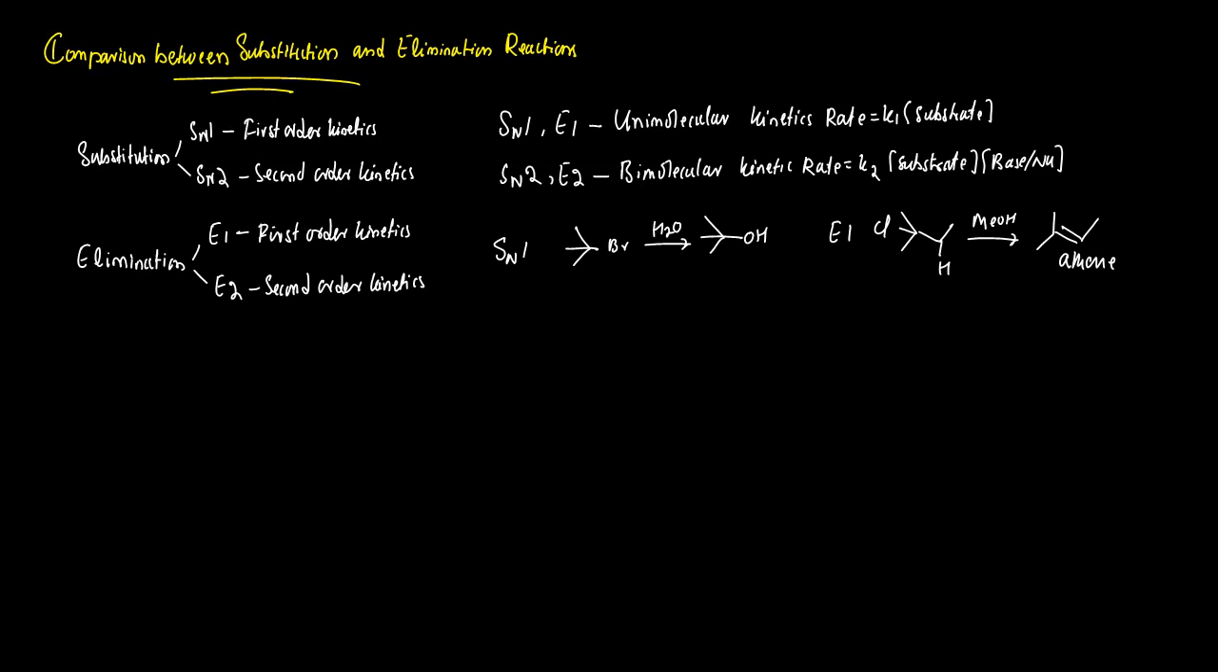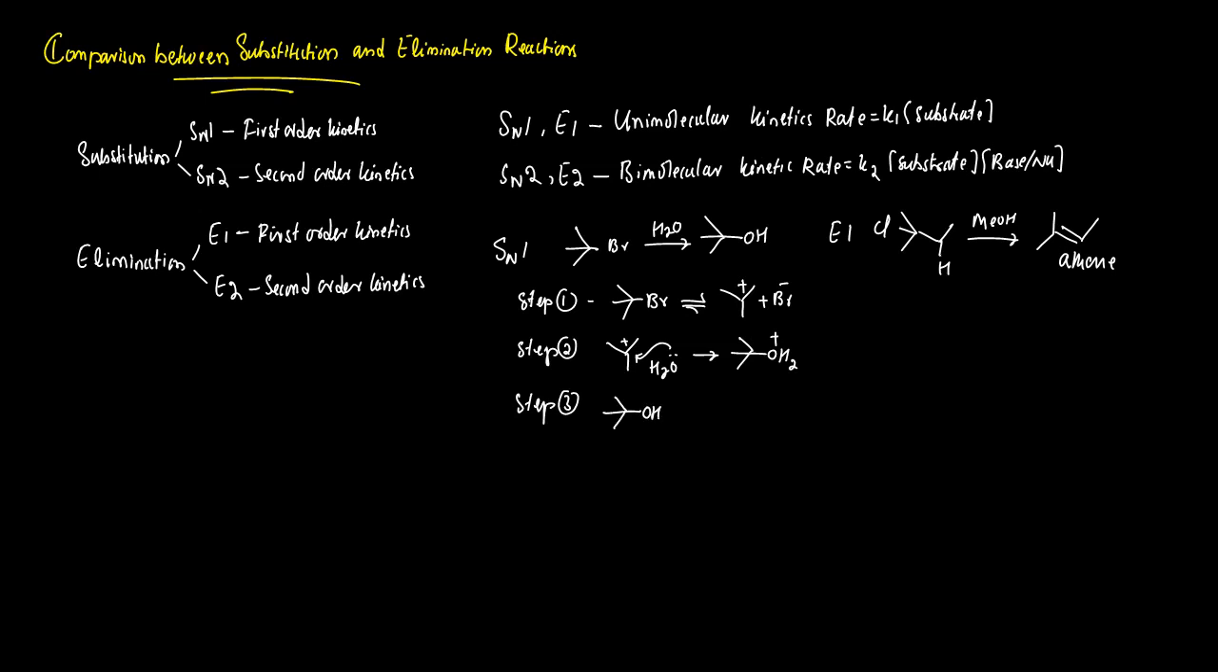So SN1 is a three-step mechanism. Step 1 involves a slow ionization of substrate for generating a carbocation. Step 2 involves nucleophilic attack on the carbocation, and in step 3 deprotonation gives the final product, tertiary butyl alcohol. So this is a three-step mechanism.